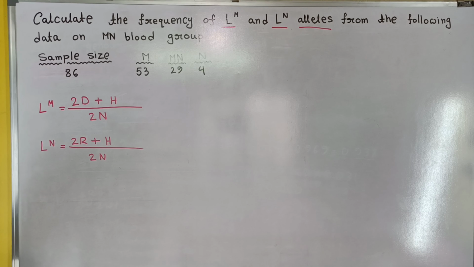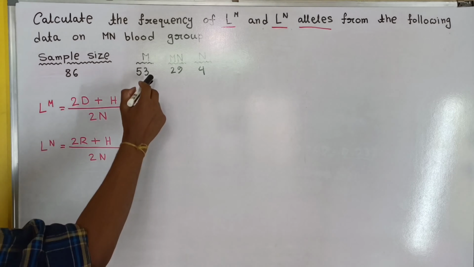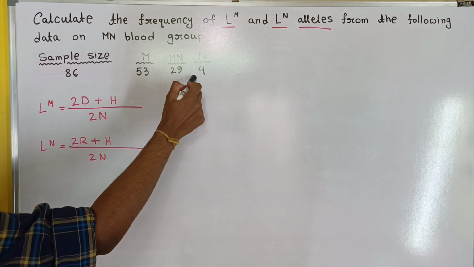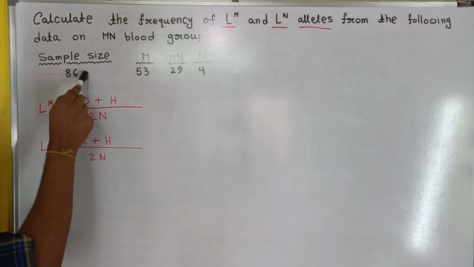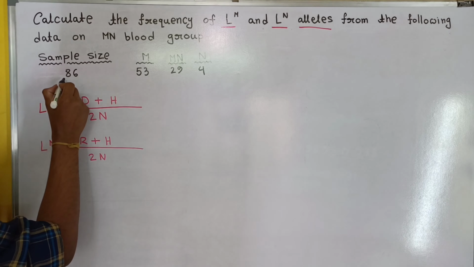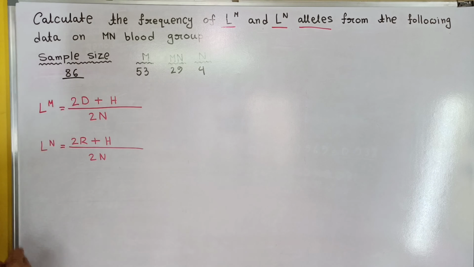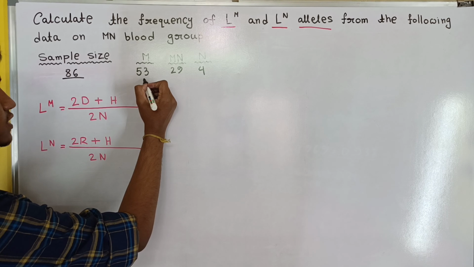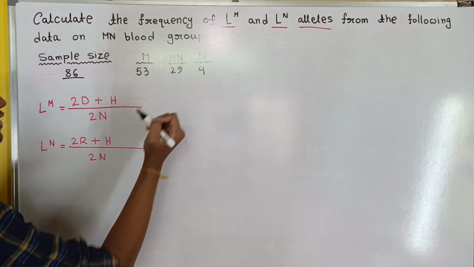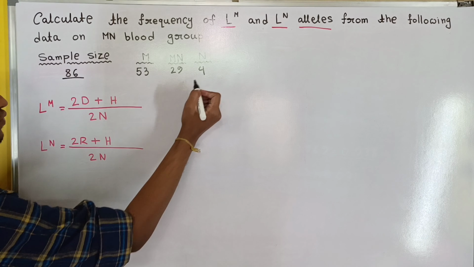So this is M, this is MN, and this is N. This is the total sample size, which is 86. This is M, which is 53. This is MN, which is 29. And this is N, which is 4.